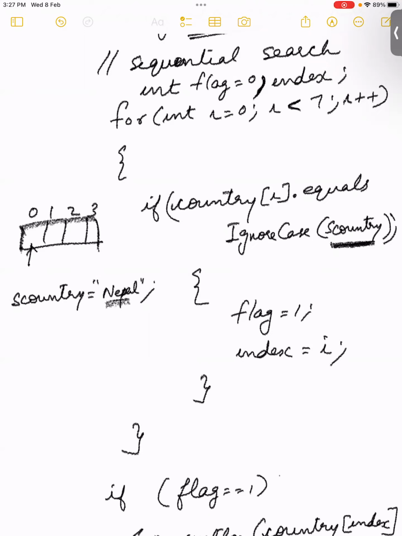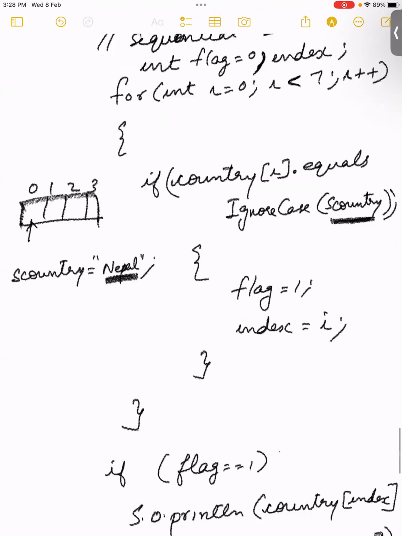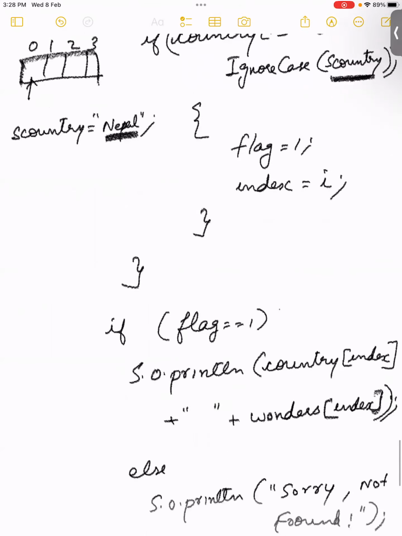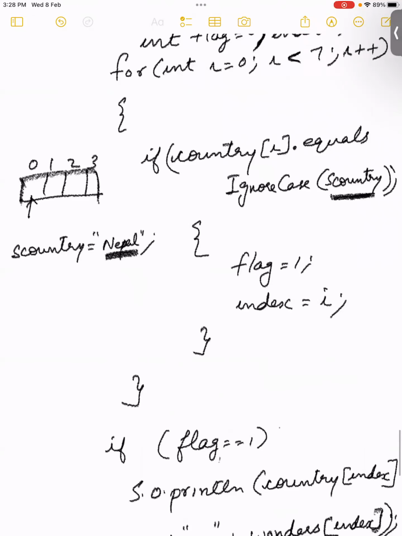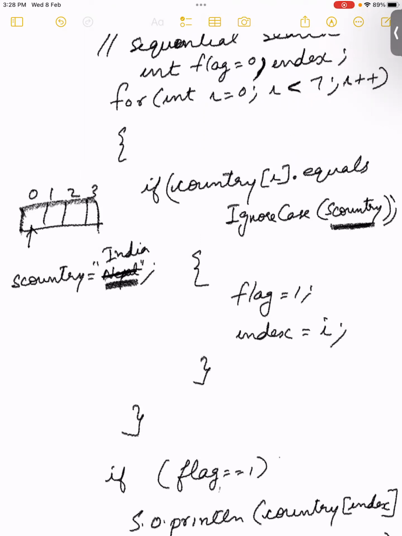Now I am giving a value Nepal, which is not in the list. So flag will continue to be 0. And for this specific case, is flag equal to 1? No, flag is not 1. Else condition will get printed. Okay. Now assume that instead of Nepal, I have entered India. Now here, first in the for loop, I equal to 0, which is Mexico. Mexico is compared with India.